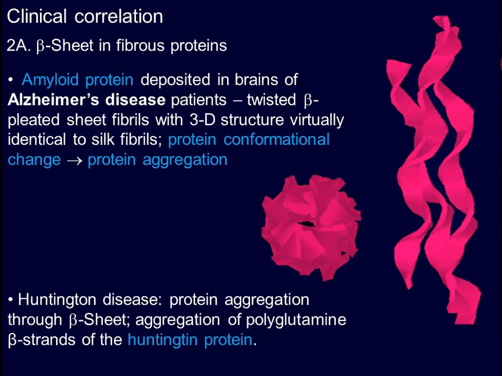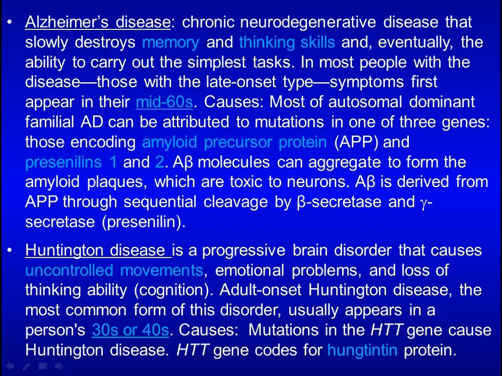This has clinical correlation. For example, in patients with Alzheimer's disease, the amyloid protein forms beta sheet and aggregates in the brain to form fiber, similar to silk fiber, which impairs the function of neurons. Second example is Huntington disease, in which Huntington protein aggregates through beta sheet.